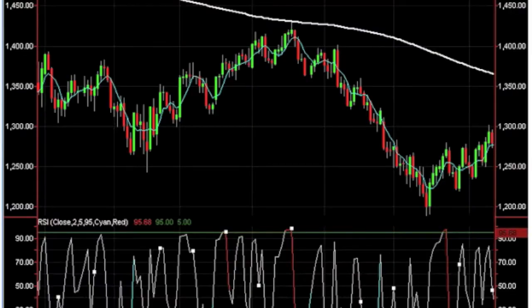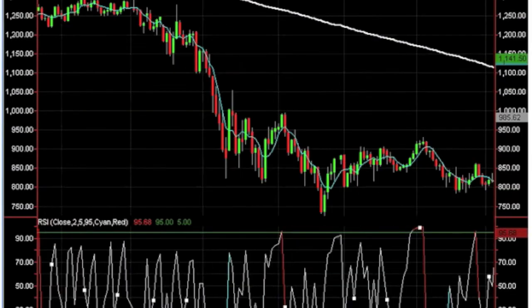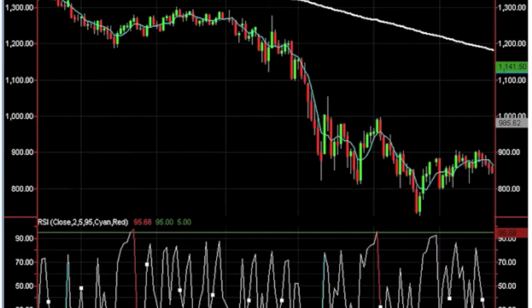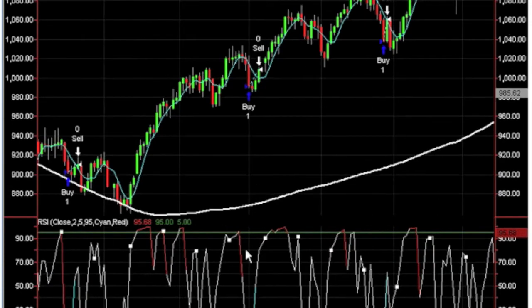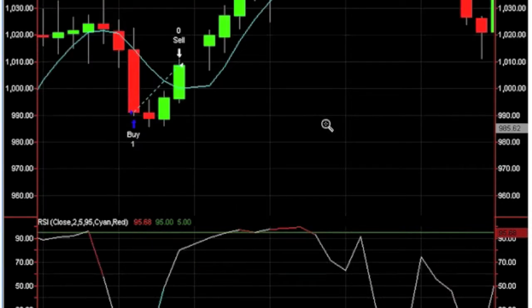Again, I bring up an example here. You can see as it was underneath the 200-period moving average, we're not doing anything. But as soon as it rises above it, as price reaches an extreme on the RSI of 5 or below, we go long. And then as price closes above the shorter term 5-period moving average, we close out the trade.